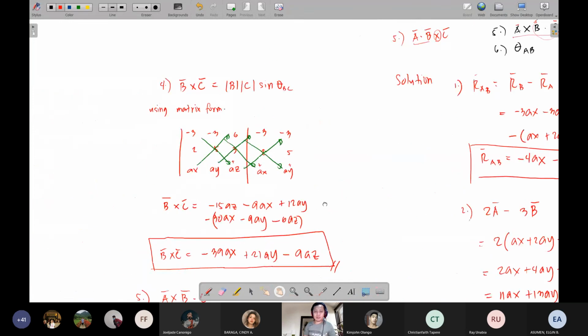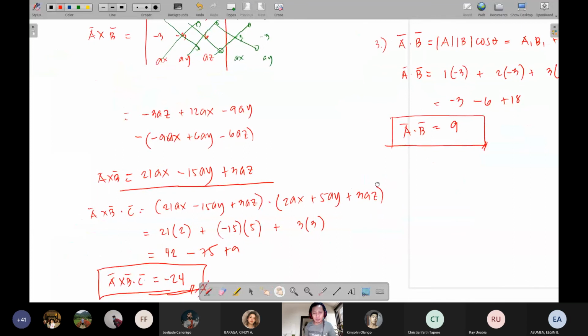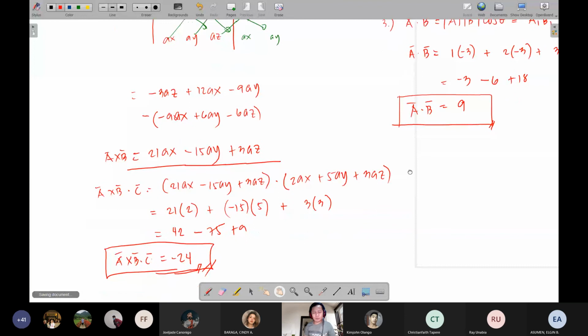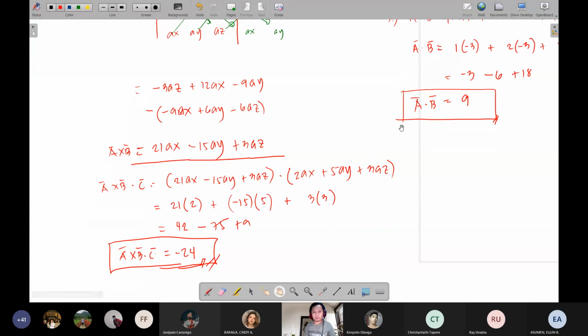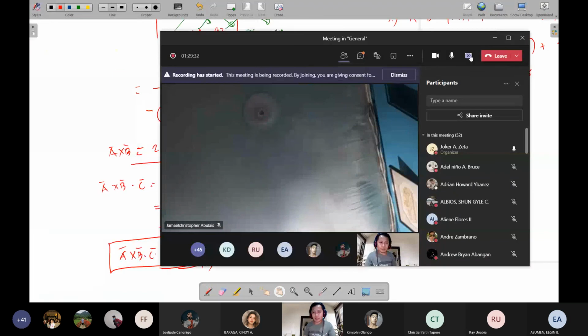Okay? So again, any questions na nalibgan or something during the discussion sa solution? Wala ra? Sige, kung wala ra yung mga pangutana, now I will stop sharing my screen.